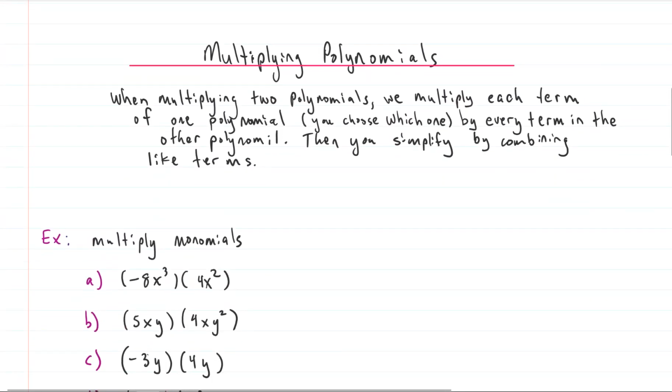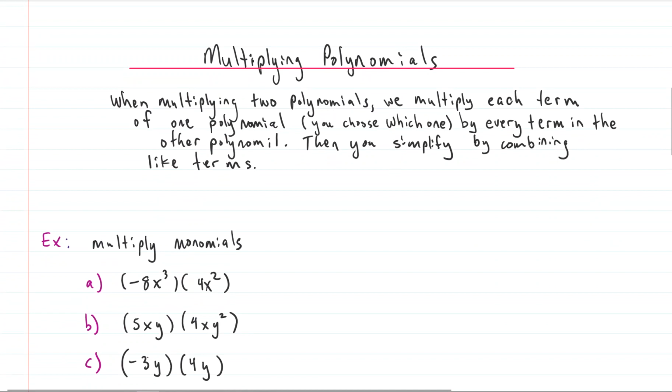Multiplying polynomials. When we multiply two polynomials, we multiply each term of one polynomial, and you get to choose which one you're referring to, by every term in the other one. So if we have two polynomials, we pick one and take each of its terms and multiply it by every term in the other polynomial. And then we just simplify and combine like terms. This is a general strategy for multiplying polynomials, and it will work for every single case that you have. So it's a fantastic one to learn.